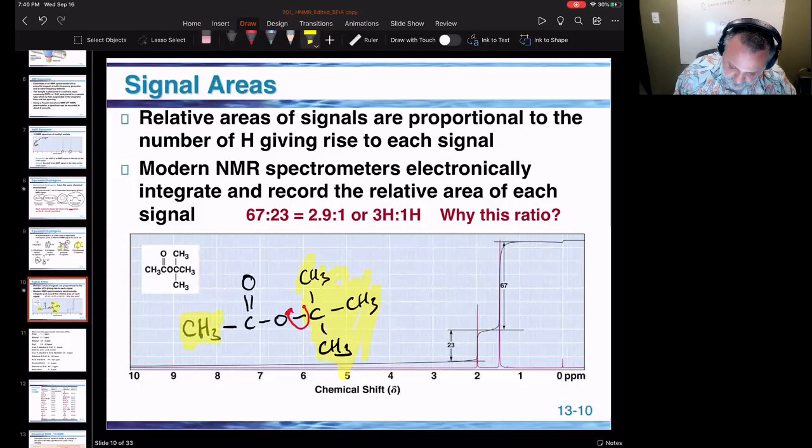Here's that ketone signal. And here's that ether signal. Again, the location is important. All right. Now, let's get a little deeper into the signals.